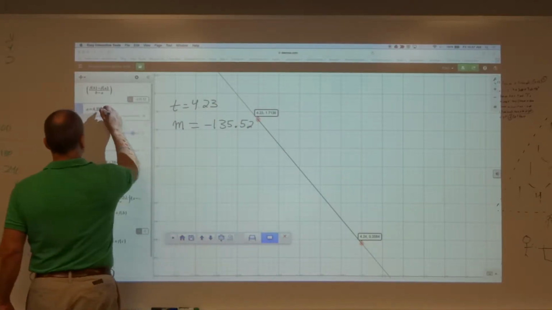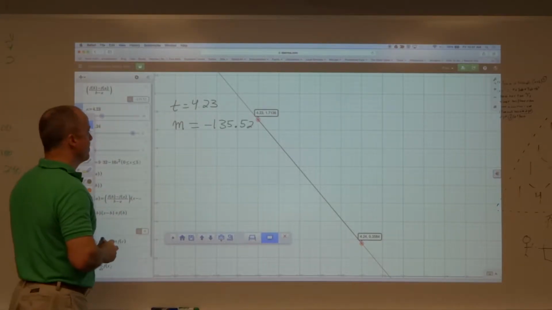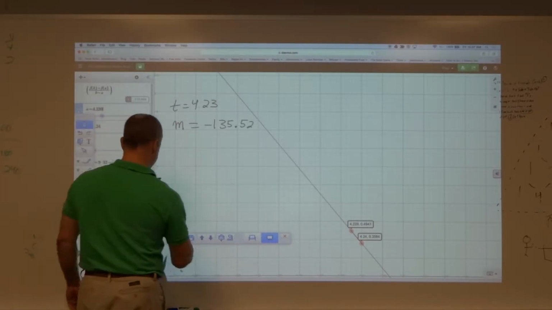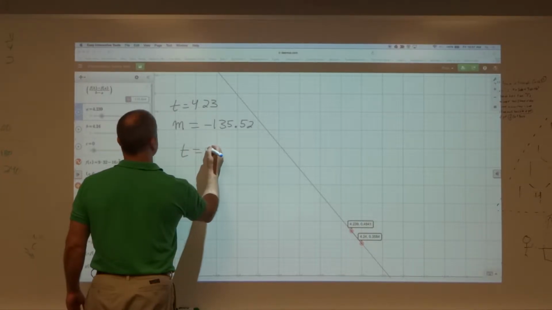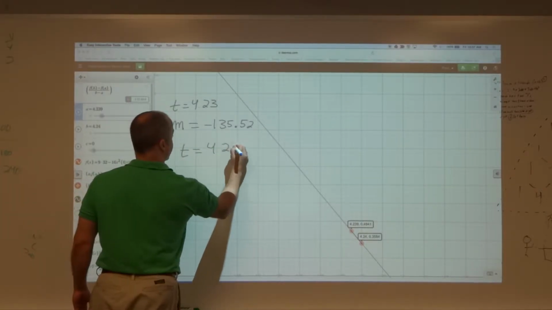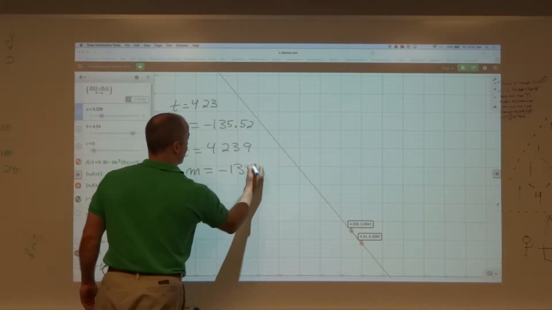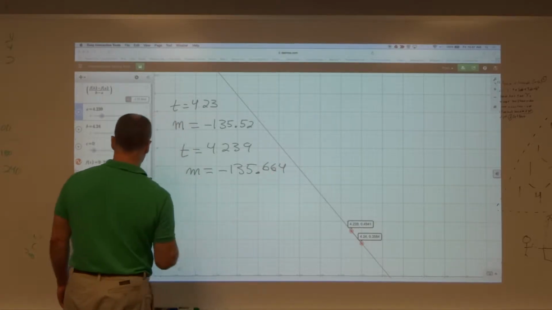Because now what we're going to do is all I want Zach to do now is type a 9. Boom. Okay, and now look at our slope. T equals 4.239, and our average rate of change is negative 135.664.